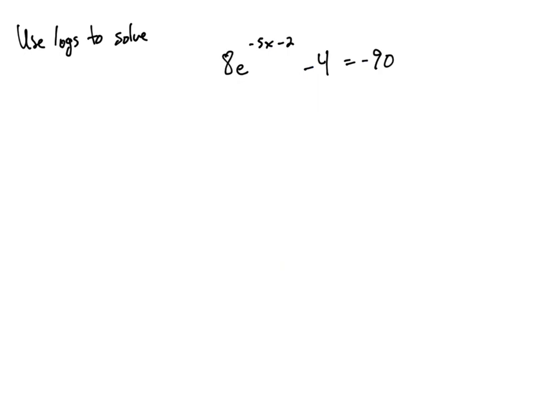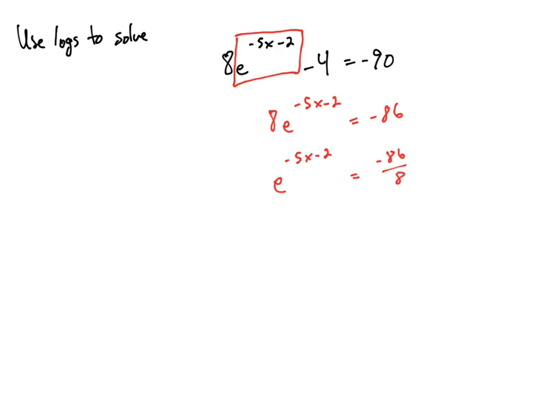All right, next example here. This is a similar situation as the previous example. We're going to isolate the log expression, which is this. I'm going to add 4 to both sides, and then divide by 8. So we get e to the negative 5x minus 2 is equal to negative 86 over 8.